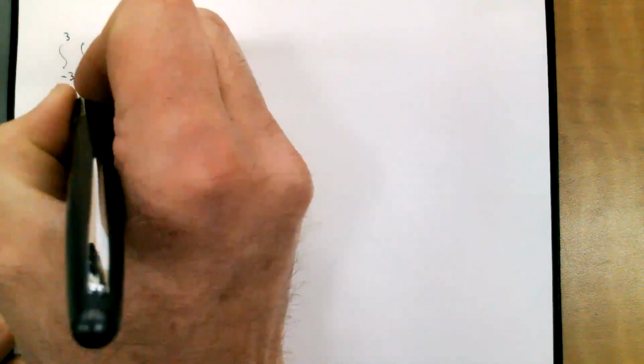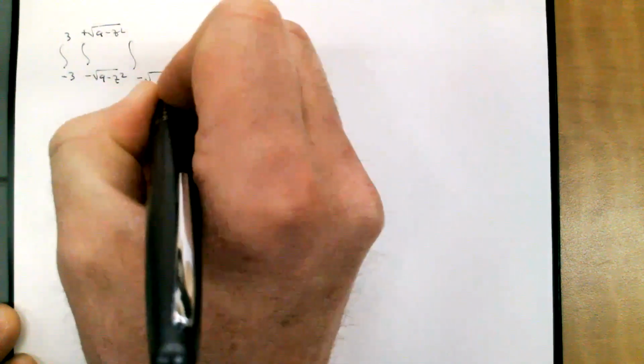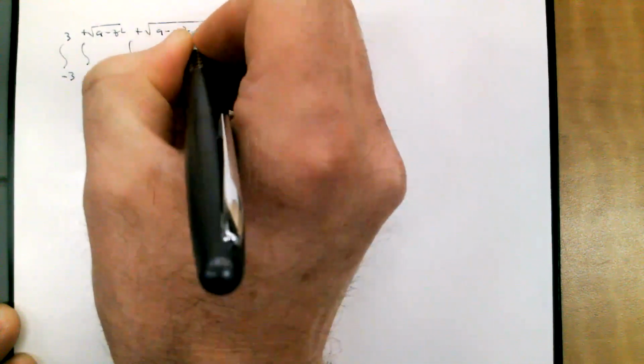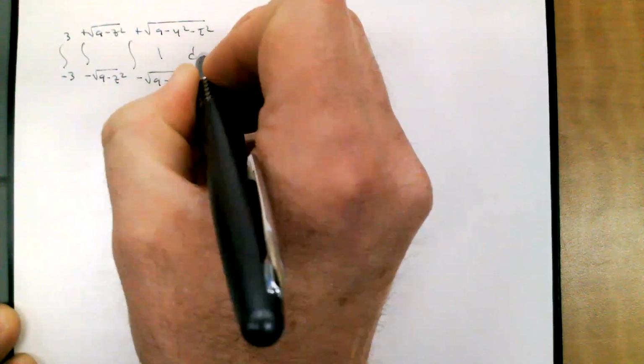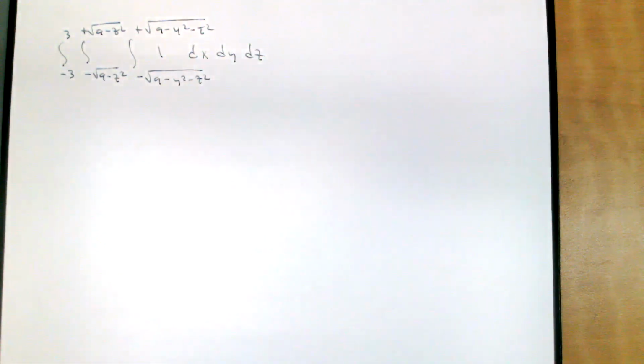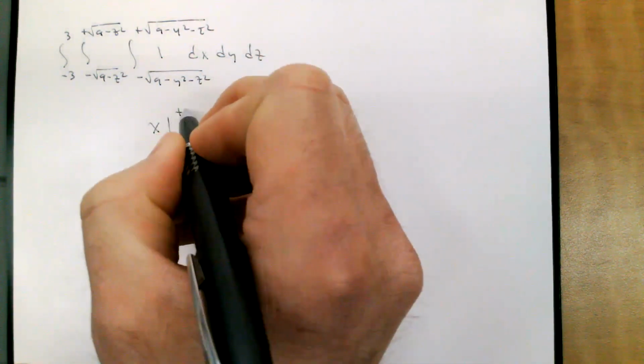So our integral from -3 to 3, integral from negative square root of 9 minus z squared to positive square root of 9 minus z squared, and then the integral from negative square root of 9 minus y squared minus z squared to positive square root of 9 minus y squared minus z squared of 1 dx dy dz. The first integral is easy to integrate. The integral of 1 dx is just x. So our first integral is just x evaluated from negative square root to positive square root.